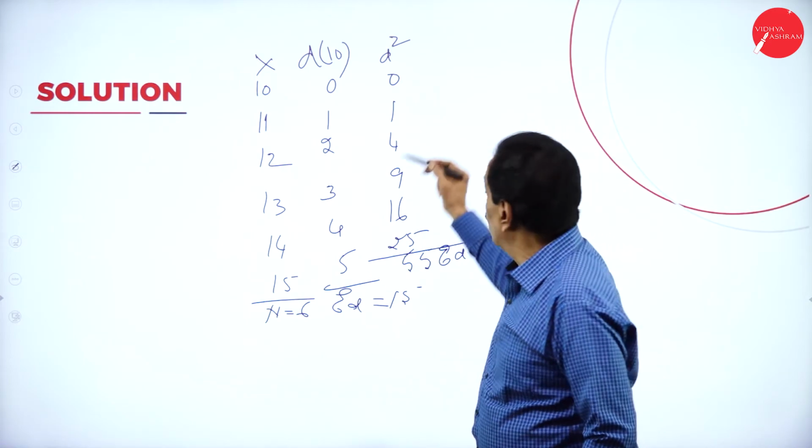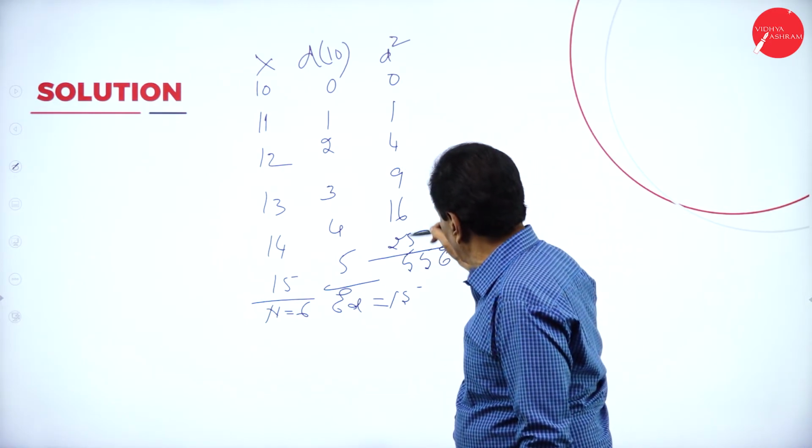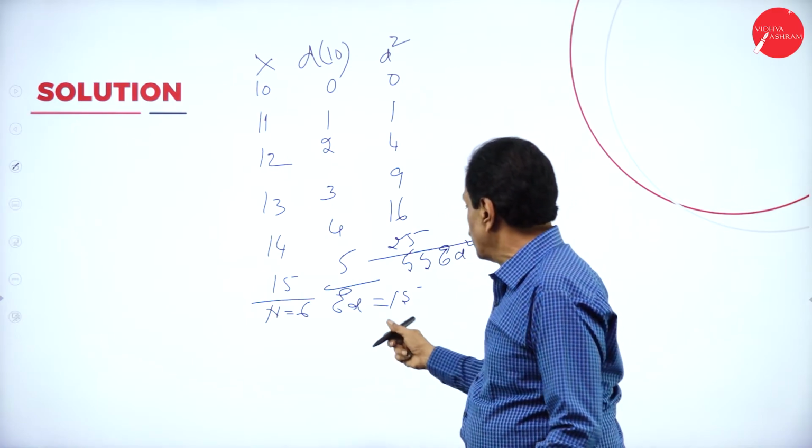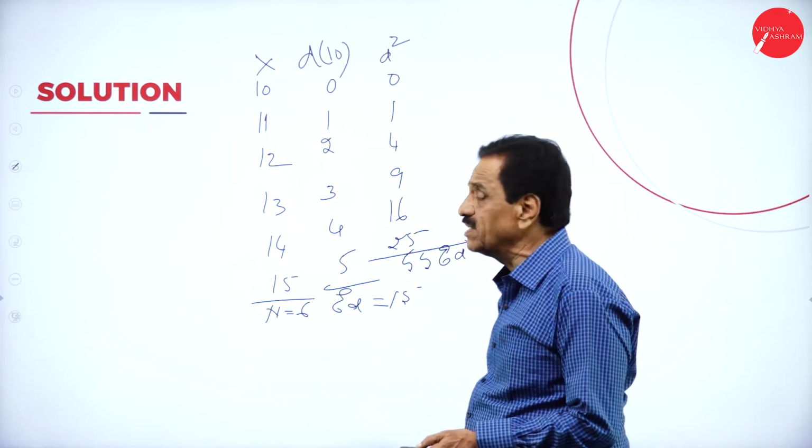How is it? 1 plus 4, 5, 14, 20, 25, 2 plus 1, 5. 55 is sigma D square. What is sigma D? 15. How many terms are there? 6. Apply.